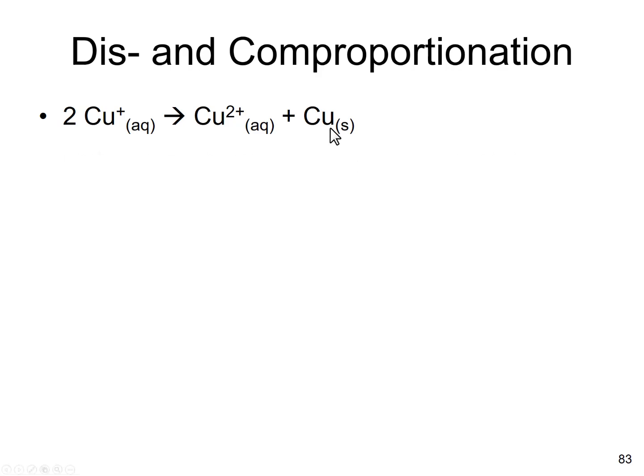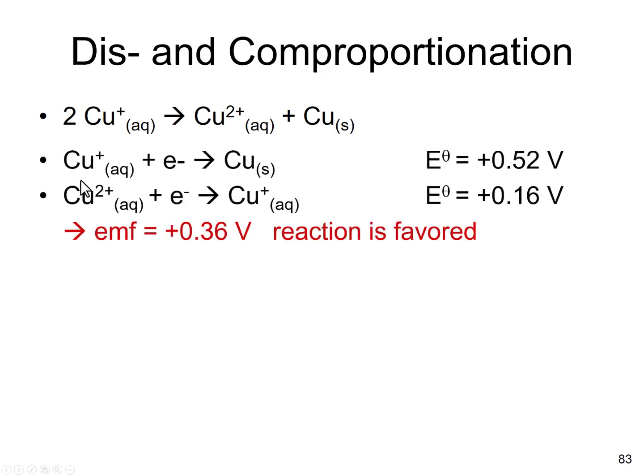If we look at the individual half reactions, we can see that the reduction of copper+ to copper 0 has a standard reduction potential of positive 0.52 volts. And we can also see the reduction of copper 2+ to copper 1+ has a positive value of 0.16 volt. Now again, for this particular reaction, we can form the electromotive force. And if you do so, you realize that the EMF has a positive value of 0.36 volts.